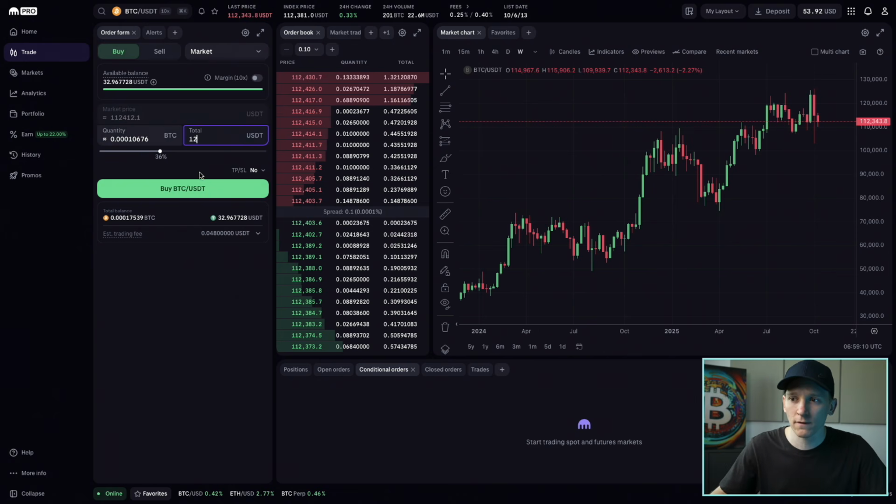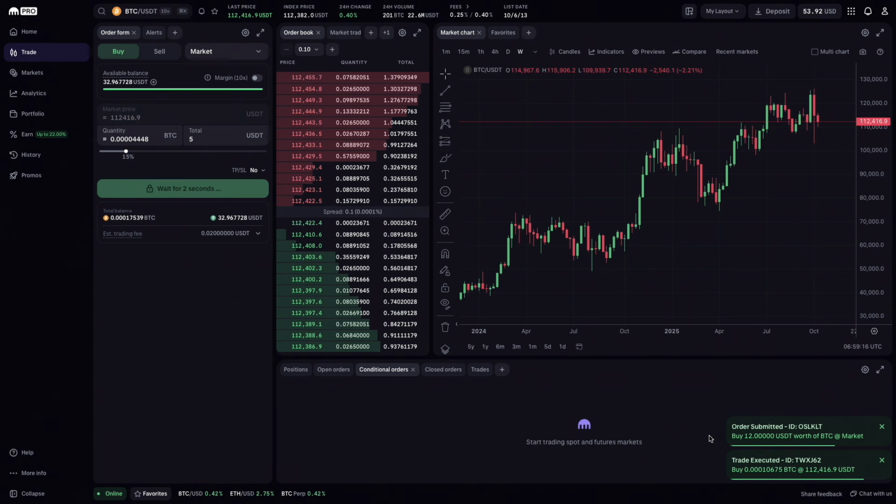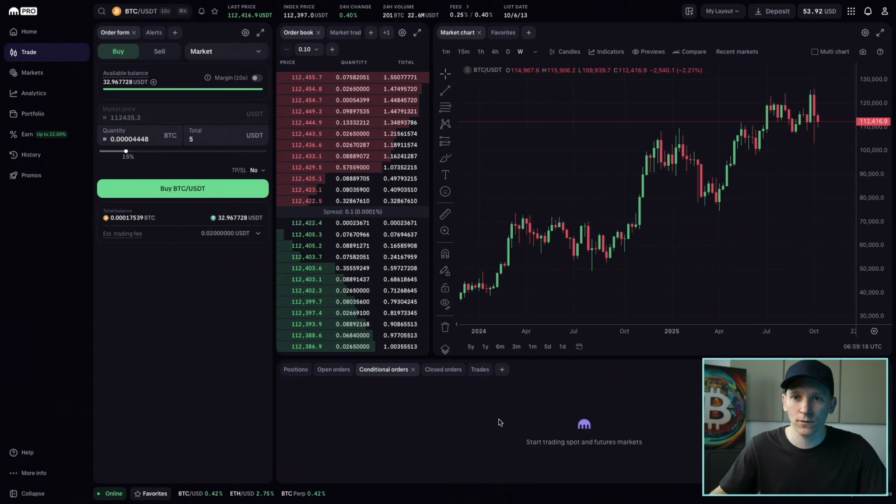So I can go ahead and do this. I can press buy BTC and we're going to confirm, and that is done. You can see here it just says, yes, we submitted the order and the trade was executed. We traded immediately at the best possible price at the time that we pressed the button.